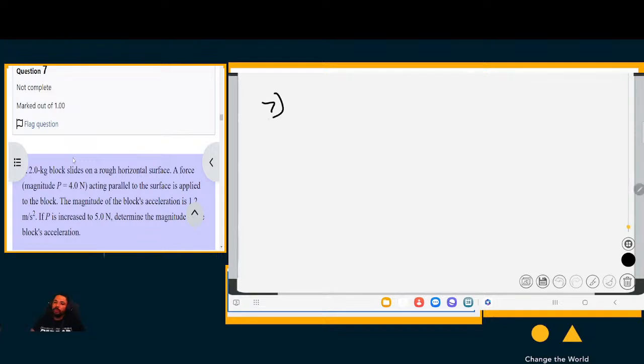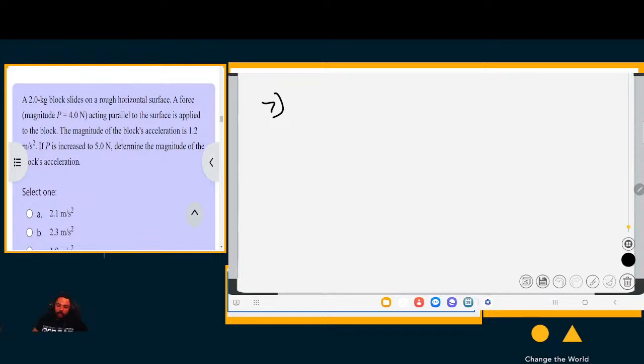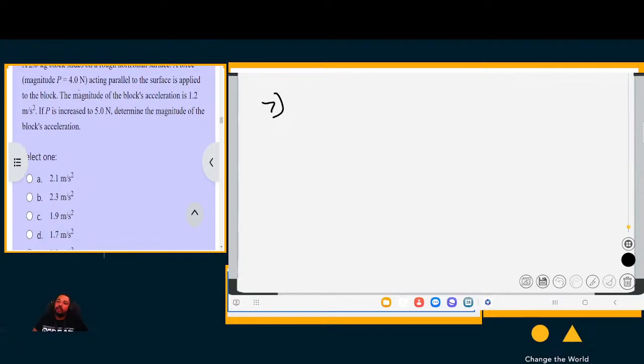Okay, so question number 7. Don't worry about the numbers, just worry about the problems themselves. They tell us that a 2 kilogram block. So let me try and see if I can draw this. So we have a block, 2 kilograms.